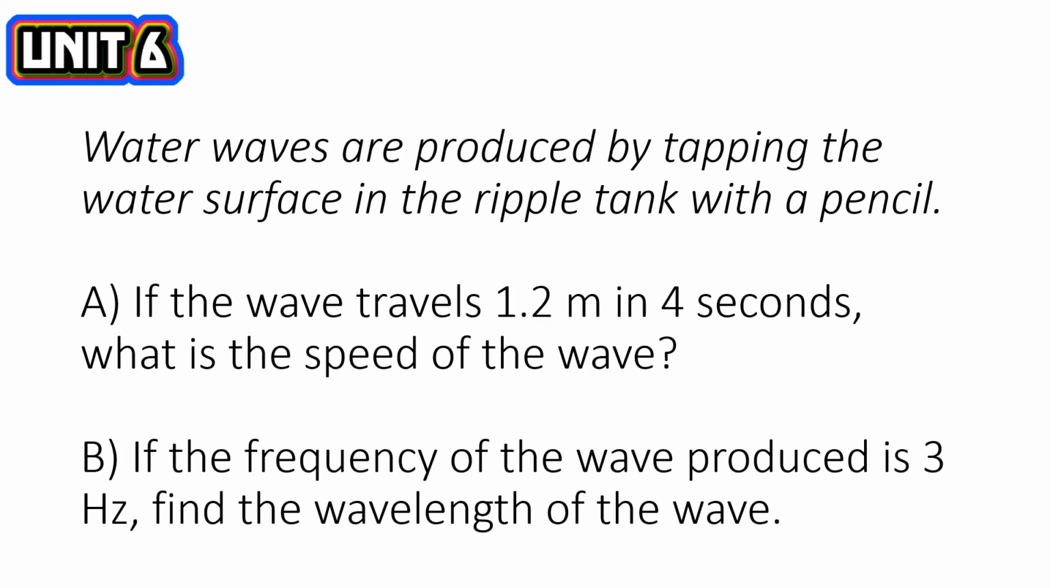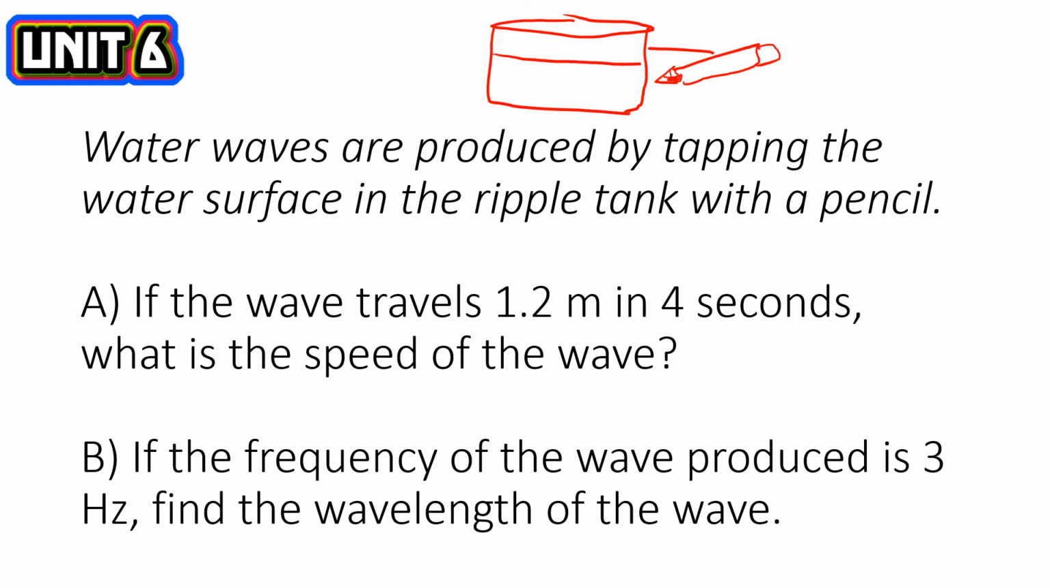Okay, so let's move now to our problem number 2. A water wave is normally produced by tapping a water surface in a ripple tank with a pencil. So it's just like this. If this is your ripple tank, and this one is a pencil, so inside here we have your water, right? So tapping, meaning hitting this surface, causes the water to vibrate, oscillate, or to create waves.